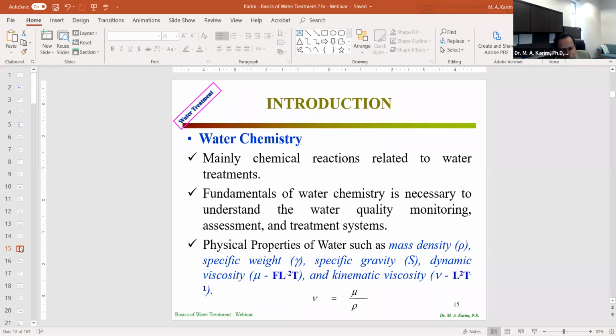As I mentioned, the water chemistry, a little bit of review of a few things. Mainly chemical reactions that lead to water treatments are part of the water chemistry. Fundamentals of water chemistry are necessary to understand water quality, monitoring, assessment, and treatment. Some of the physical properties are density, right, mass density, specific weight, specific gravity, dynamic viscosity, and kinematic viscosity. In some cases we'll be using those in problem solving, especially designing. Designing field here and there, we should be able to use those. So these are just a review for our purpose of understanding.